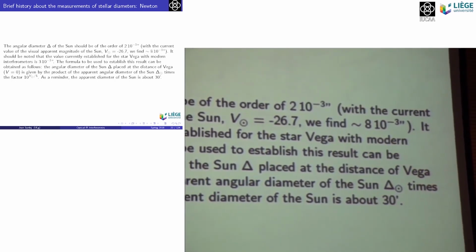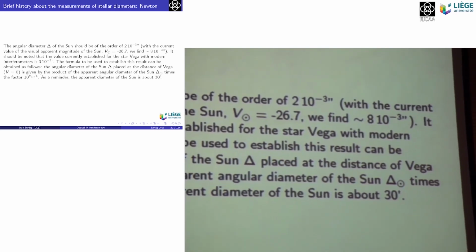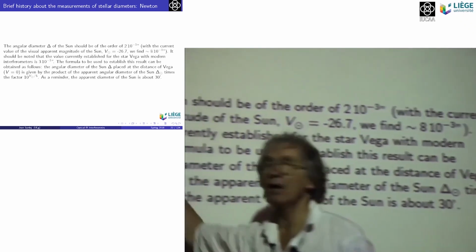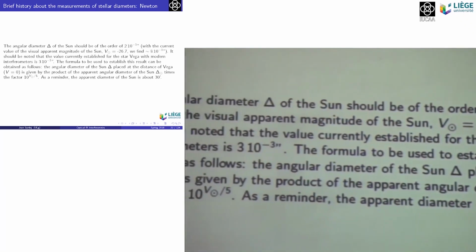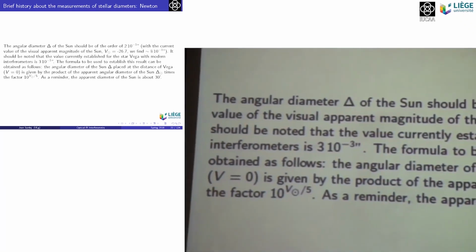But still, today we know by interferometric measurements that the real diameter of Vega is 3 milliarcsecond. So he had a very good estimate of what the angular radius of a star should be.